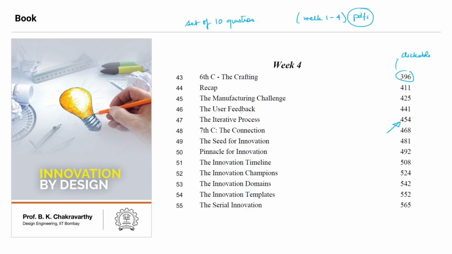And this week also, I'll be sharing, post this set of 10 questions, how you can download the entire book, which will be helpful in doing a quick recap, irrespective of whether you are appearing for the examination or for your future reference as well. So these were the contents which were discussed: the 6C, which was crafting, and the 7C, connection, and then you had contents between them, ending with serial innovation.